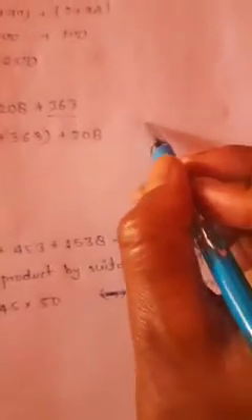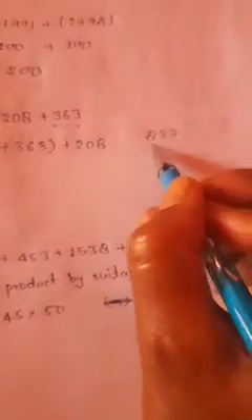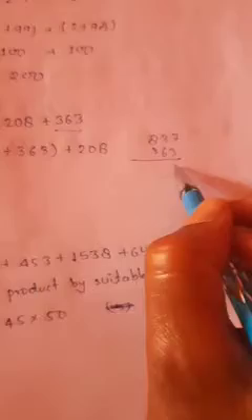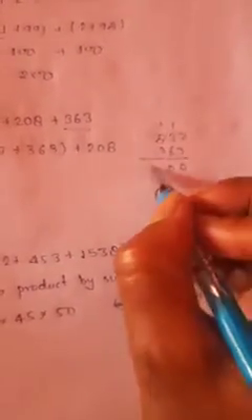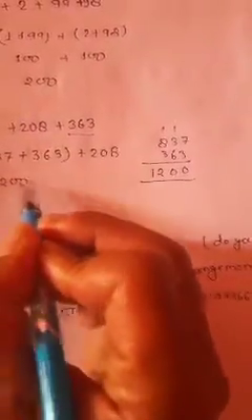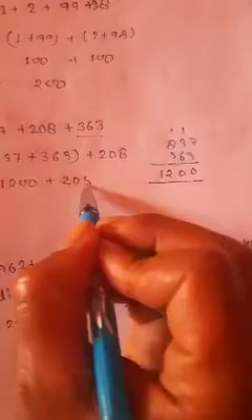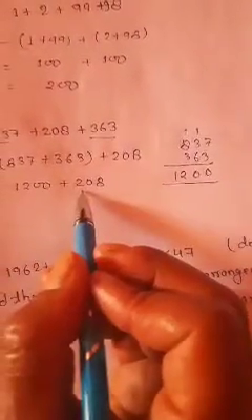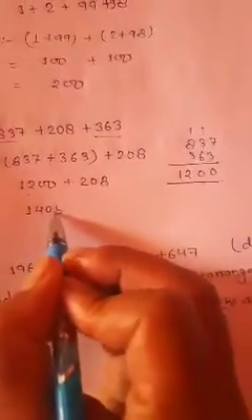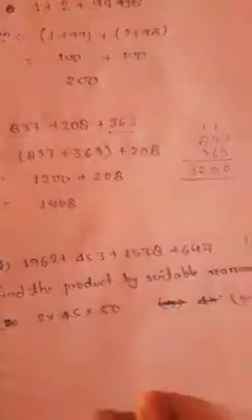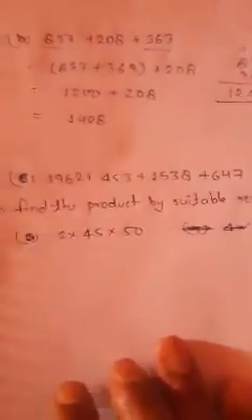So adding 837 and 363, we first get 7 plus 3 is 10, carry 1, and so on. The first two numbers make 1200, plus 208. Now it is very easy to add. 1200 plus 200 is 1400, and 1400 and 8. So by arranging in this order, the addition becomes much simpler.